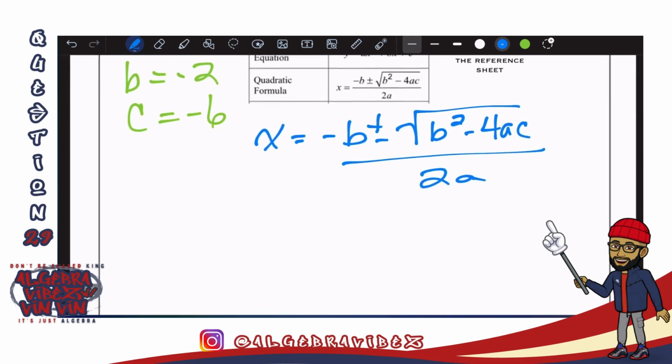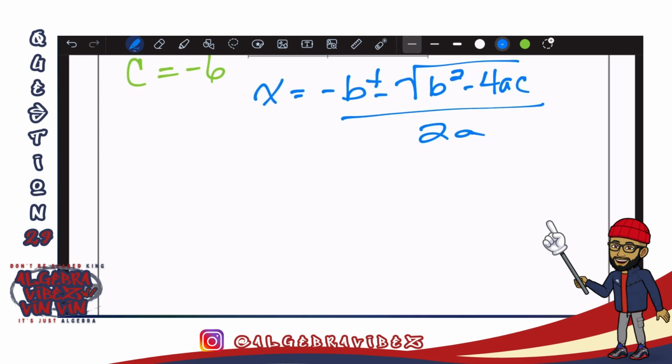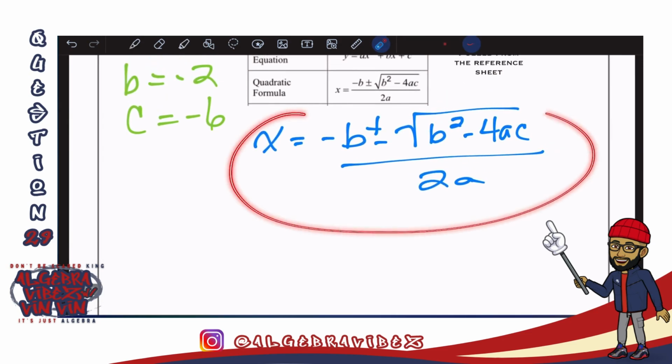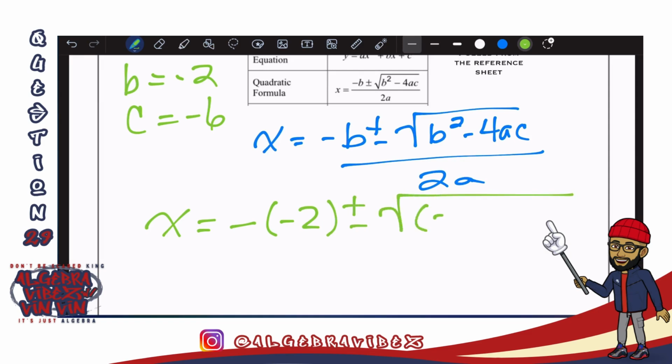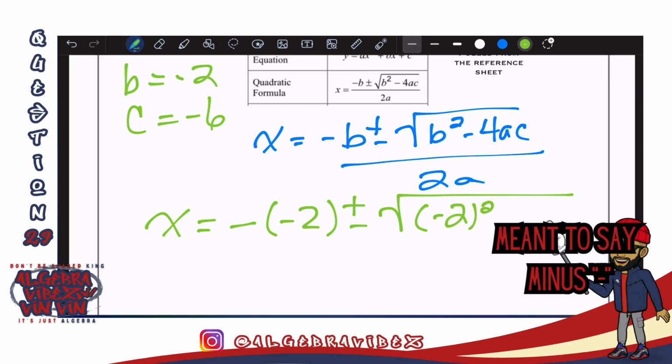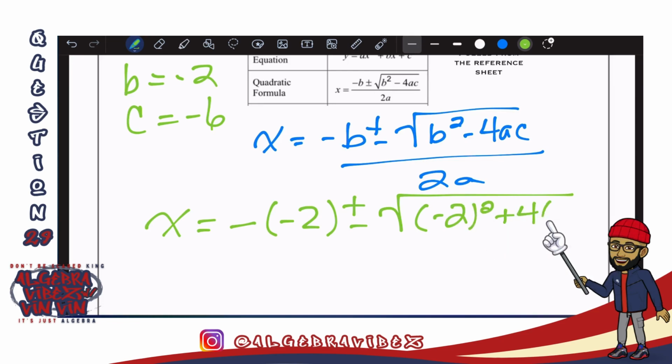So then we're going to substitute the coefficients that we have into our quadratic equation here. So it's very simple, different color. X is equal to, we're going to keep that negative. It's going to be negative 2 plus or minus the square root of negative 2 squared plus 4 times 3 times a negative 6 all over 2 times 3.